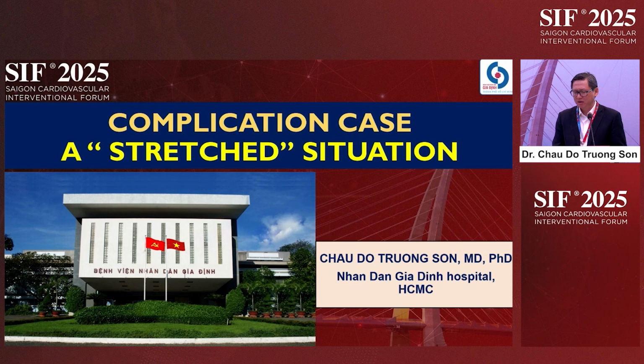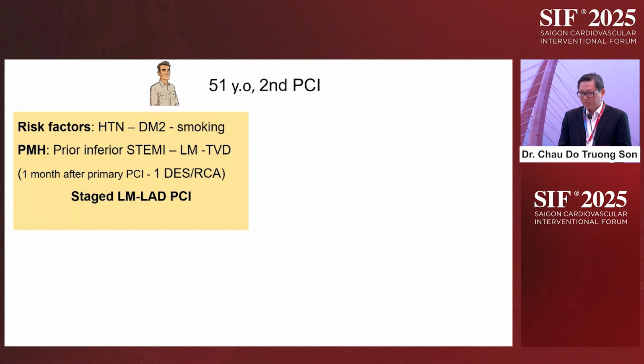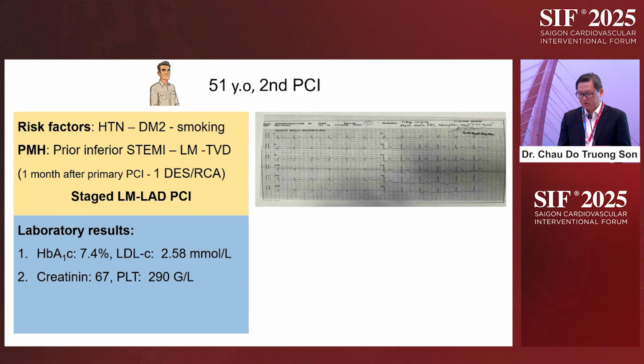Maybe this is a very long story, and I will start my case. This is a 51-year-old businessman. He was admitted to our hospital for the second PCI. One month before, the patient was admitted with inferior STEMI and was treated with one stent on the RCA. And this time, he comes back with a staged PCI of left main LAD. And this case is not so normal.